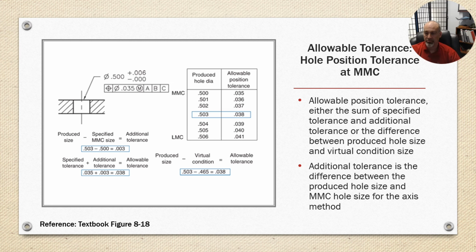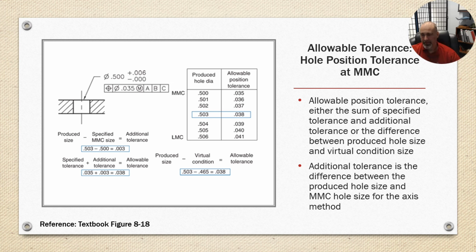As I depart from theoretically perfect at maximum material condition, you keep adding tolerance up until you hit the maximum of your tolerance. So again, if I were to make the hole at 506 thousandths, then I have 6 more thousandths of position tolerance, giving me 0.041 allowable.